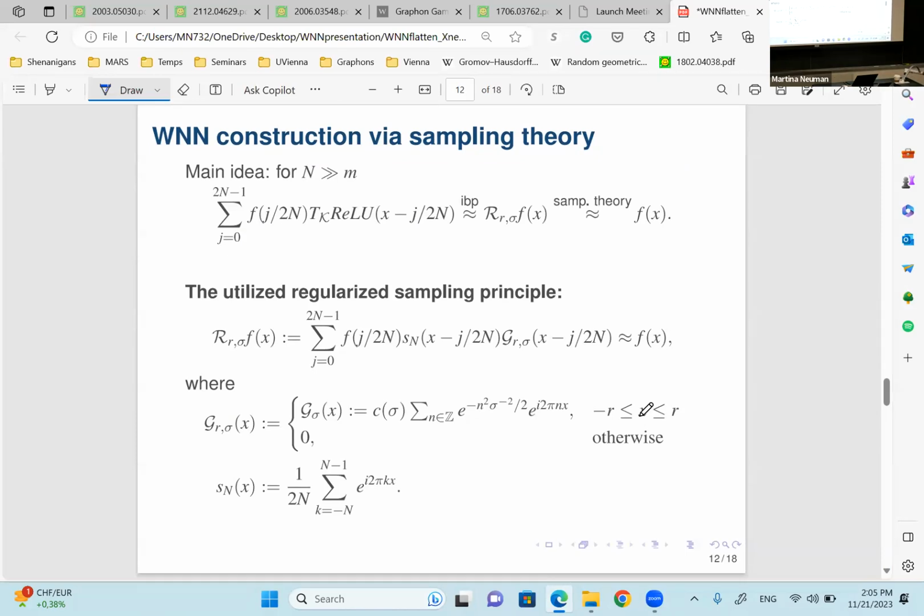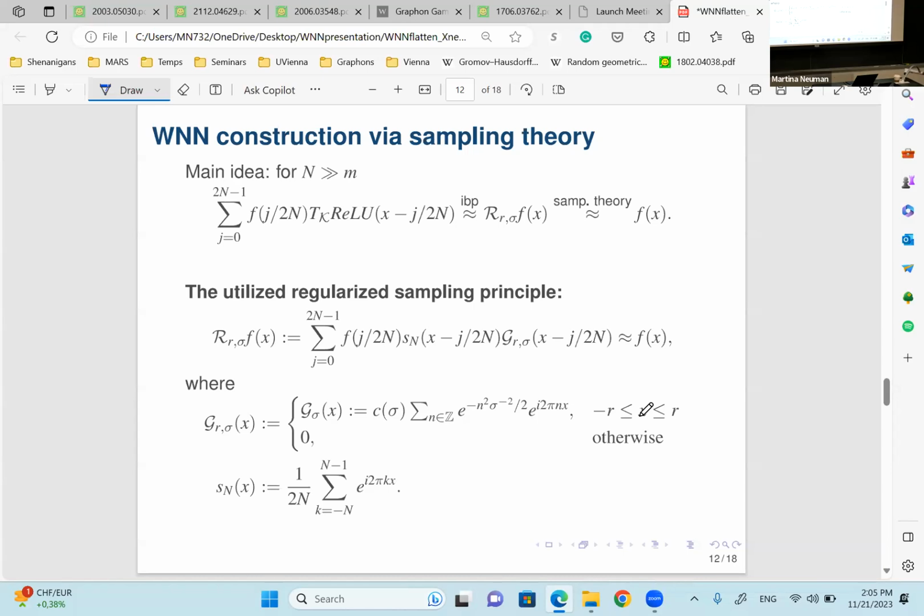From here to here, I have integration by parts. From here to here, I have sampling theory. Now let me explain the sampling theory part a little bit. Right over here, this is going to explain this part. You can see that here I have my R sub r sigma equal to a linear combination of a shifted function S_n multiplied by g r sigma.